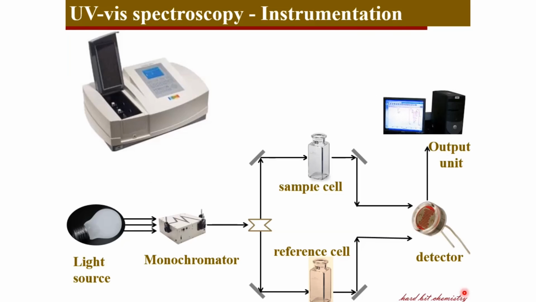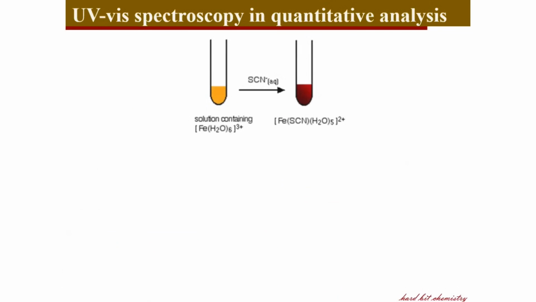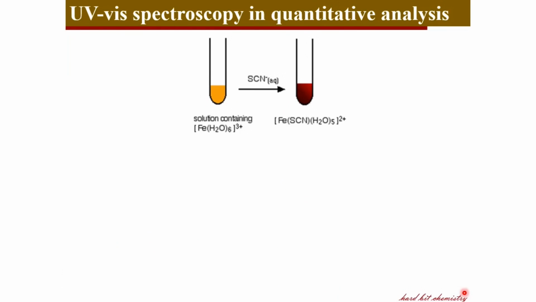One of the important applications of UV visible spectroscopy lies in quantitative analysis of materials based on Beer-Lambert's law. Here, for example, in the first test tube you have a solution of iron and you want to estimate the amount of iron present. You make it react with thiocyanate and the product will be a red blood colored solution. This red blood colored solution absorbs in the visible light region with a lambda max of 480 nanometer.